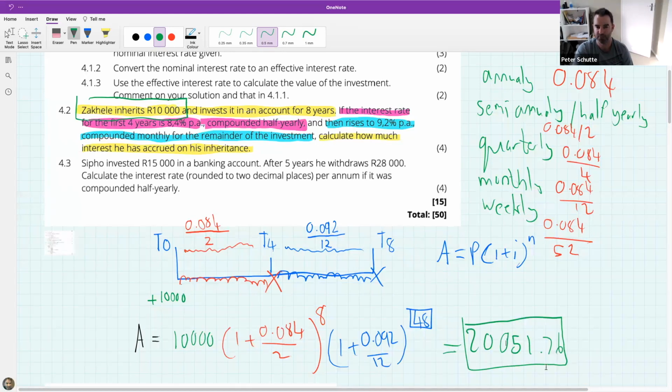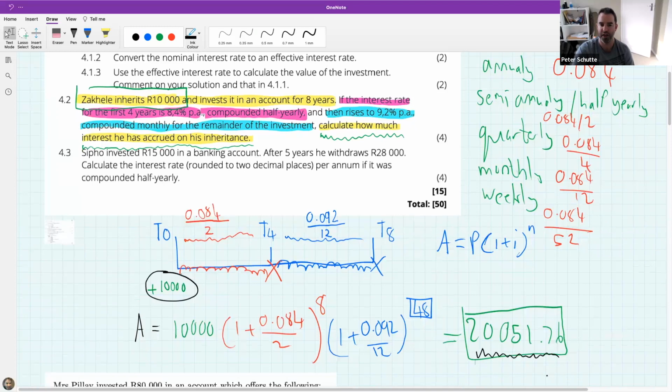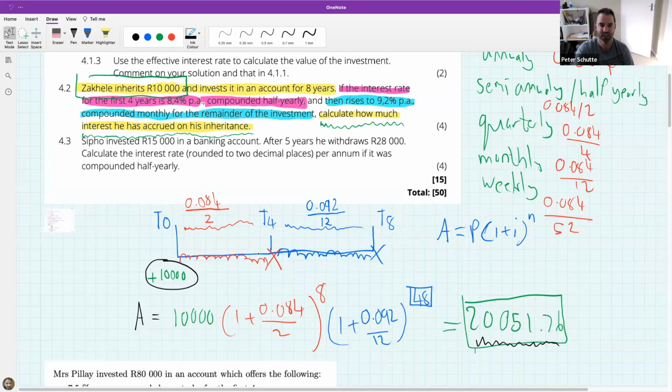Now, that is how much money is sitting in the account after going through the journey of growing. But there's a catch with this one. If you look at the question, it says, calculate how much interest he has accrued on his inheritance. So he started out, his grandpa or granny gave him 10,000 Rand. In the bank account over here, you've got that much money left. But the question is, how much interest has been generated on his initial inheritance? I want to see if anyone can tell me how much interest has been generated.